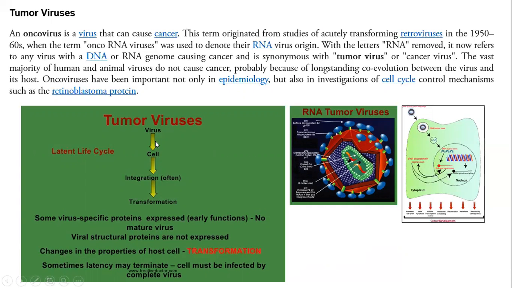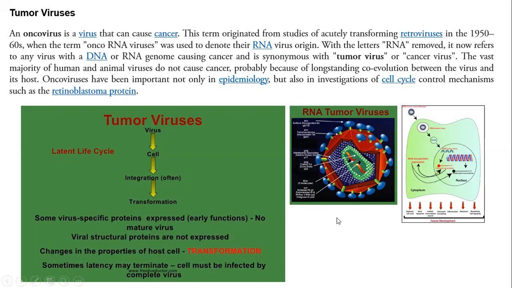The virus first infects the cell, and its integration happens. After that, the cell is transformed. Some virus-specific proteins are expressed, and no mature virus is there. The viral structural proteins are not expressed, and the changes in the proteins of the host cell are called the transformation. Sometimes latency may terminate, and the cell must be infected by the complete virus.